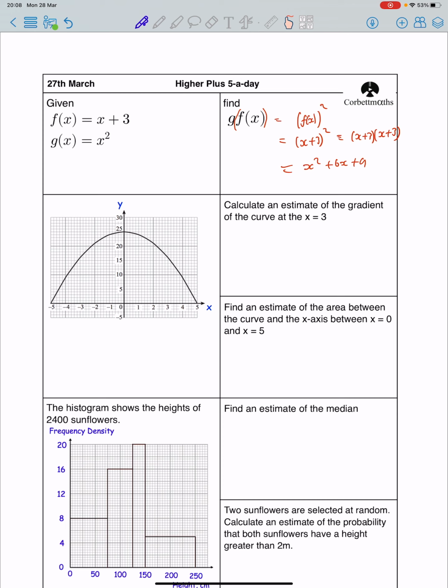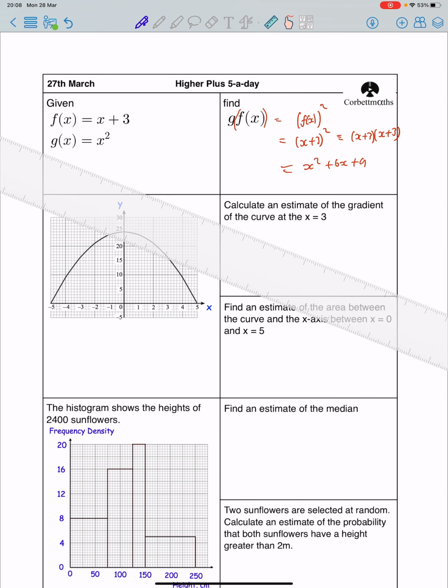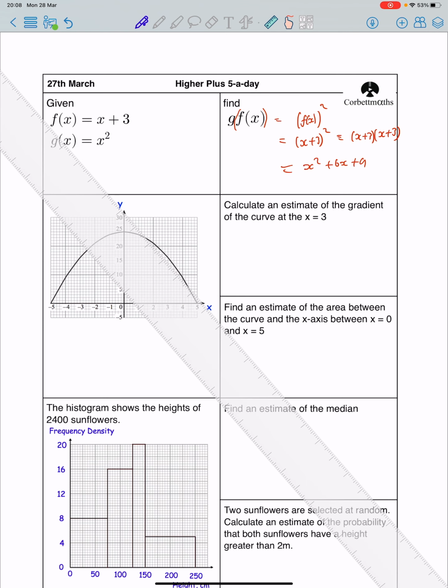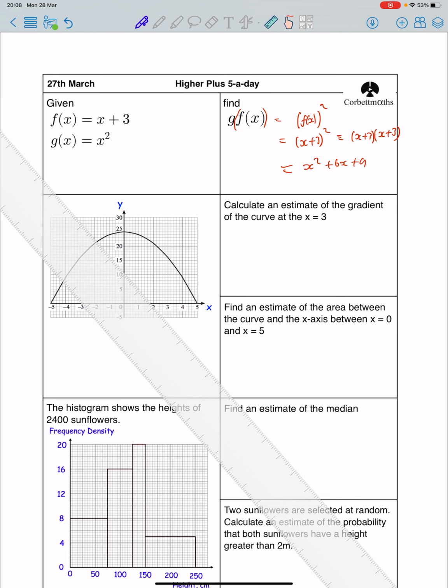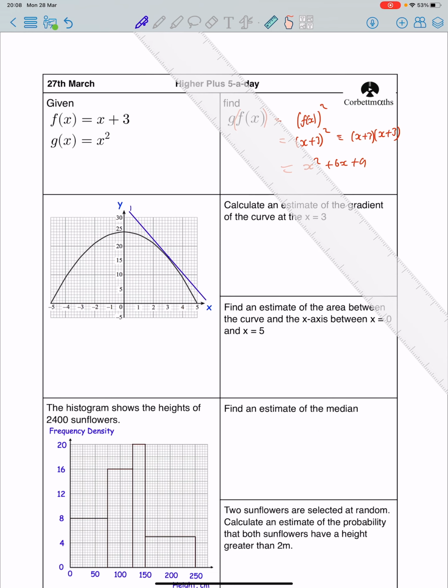Next, calculate an estimate of the gradient of the curve at x equals 3. So if you saw my other video, you'll have seen my gross blunder. What I'm going to do is draw a tangent at the point where x is equal to 3. So that's going to be here. And, oh, that is kind of nice. That is not a bad tangent, I think. I haven't even drawn the tangent yet and I'm already complimenting it. Oh, dear. Okay, that's kind of okay.